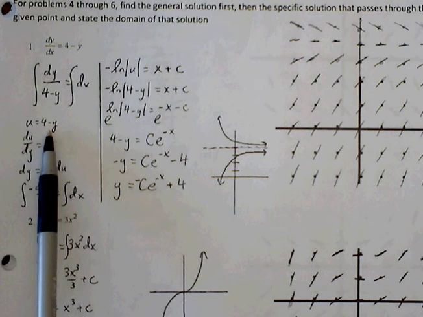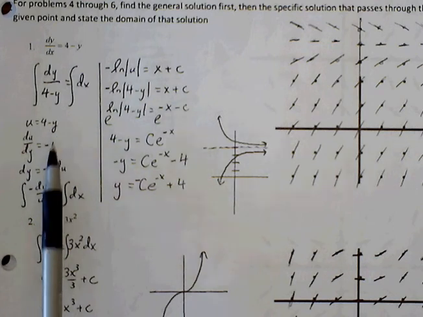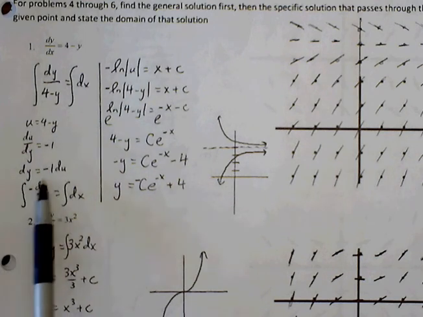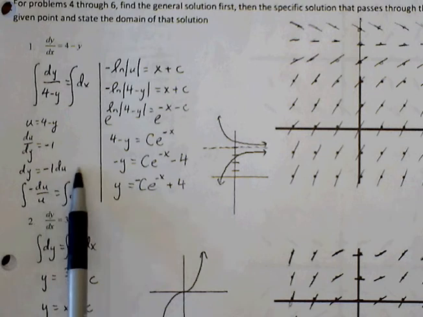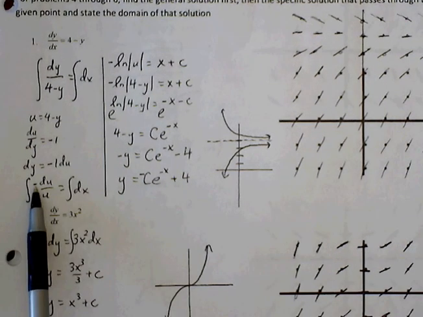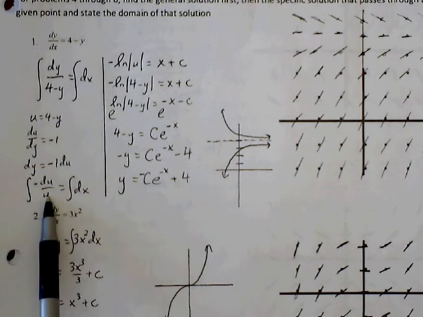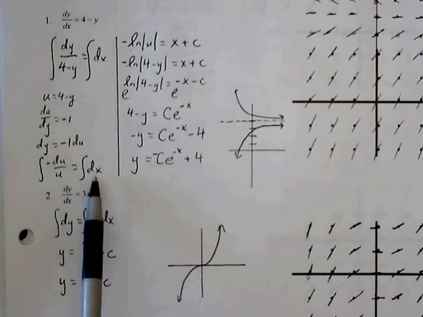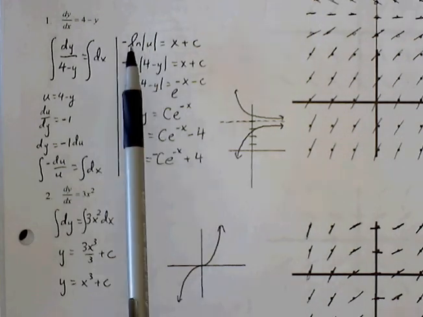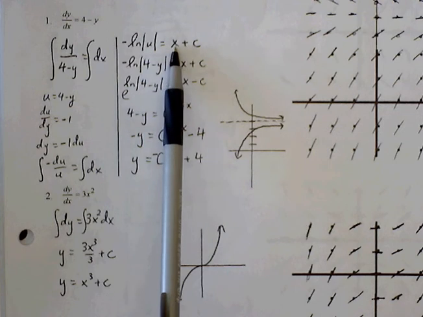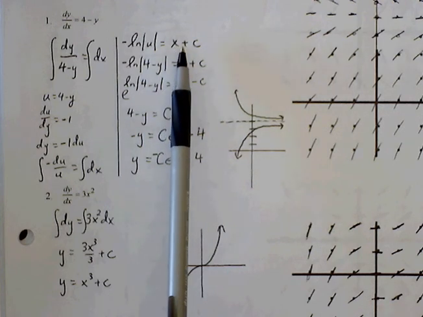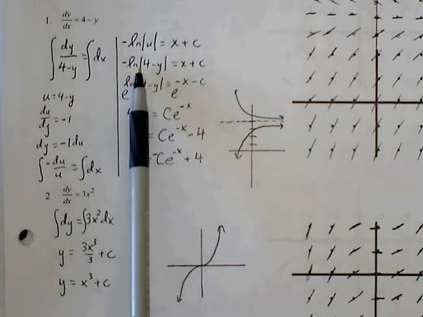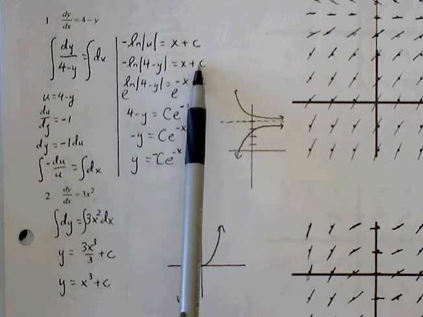Okay, so we got to be careful here. 4 goes to 0, but negative y produces a negative 1. dy is equal to negative du. Make our substitution, so we get negative integral of du over u is equal to integral of dx. So the left side we get negative natural log of absolute value of u is equal to x plus c. Negative natural log of absolute value of 4 minus y is equal to x plus c.